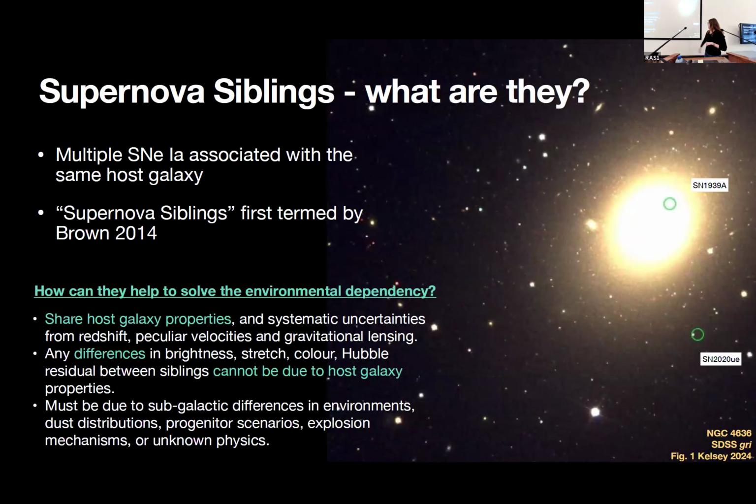So this is an example from my recent paper. This is a set of Ia siblings that I found that had the greatest difference in their explosion dates. So one found by Zwicky in 1938 and then one from ZTF in 2020.